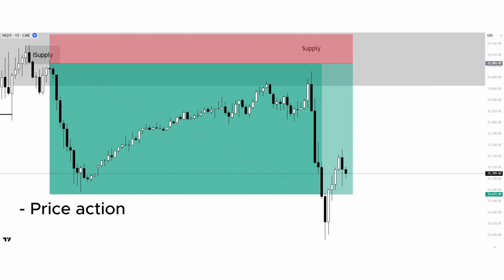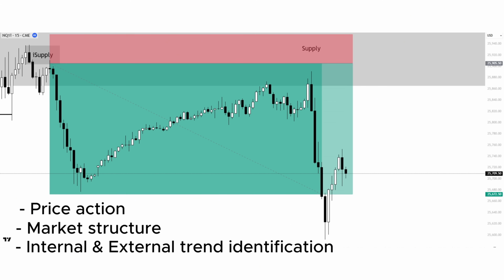For this, we use concepts of price action, market structure, internal and external trend identification. They're the main concepts more detailed in our program that you can find on the link in the description.